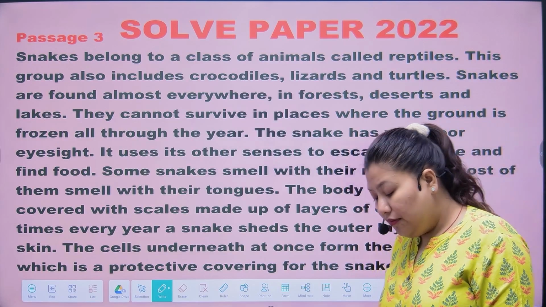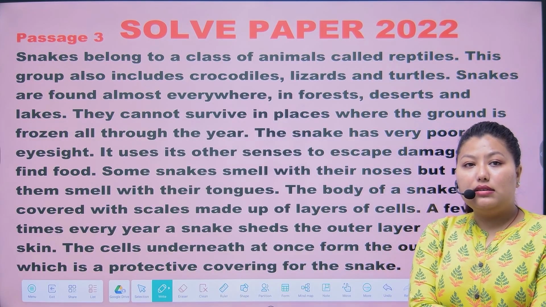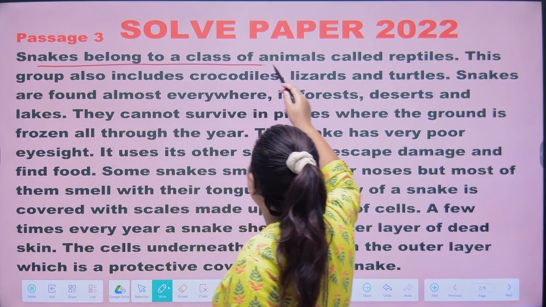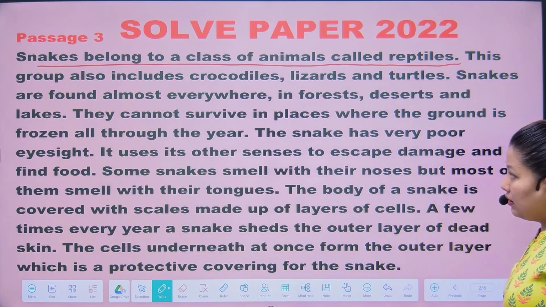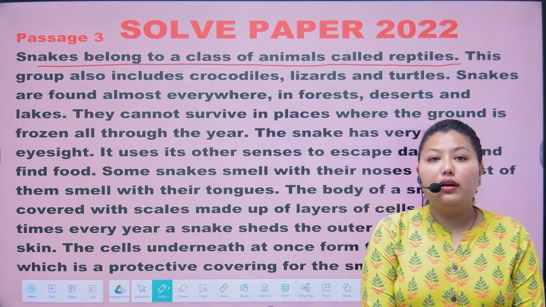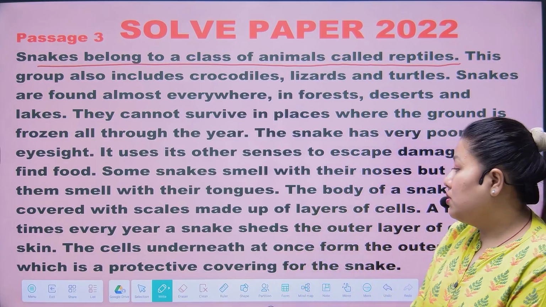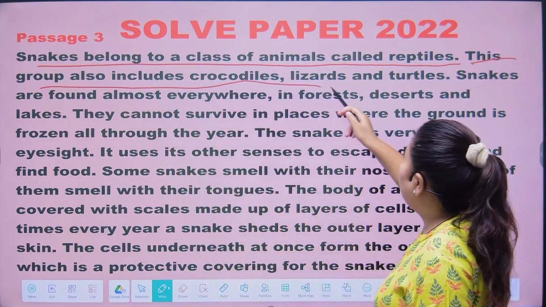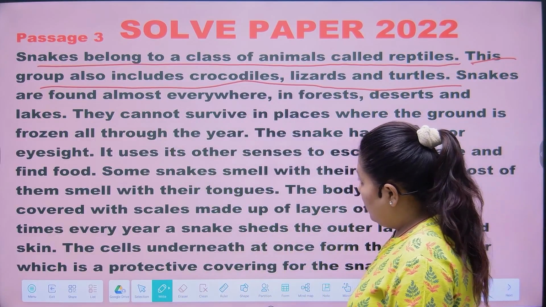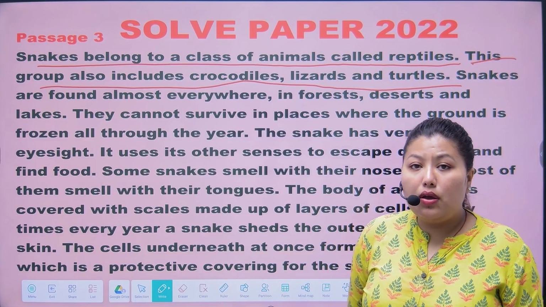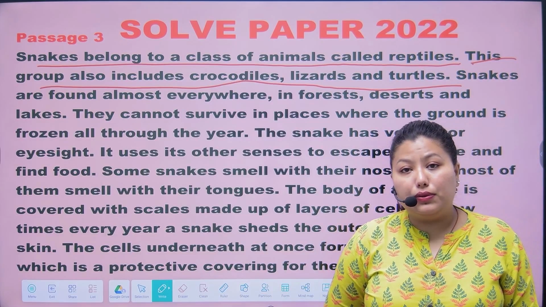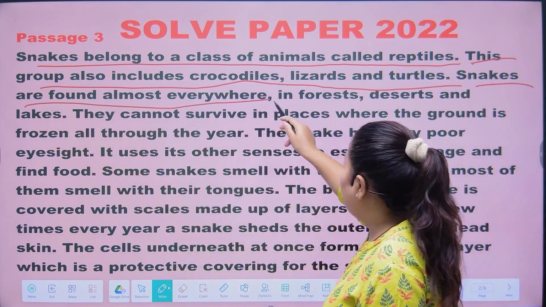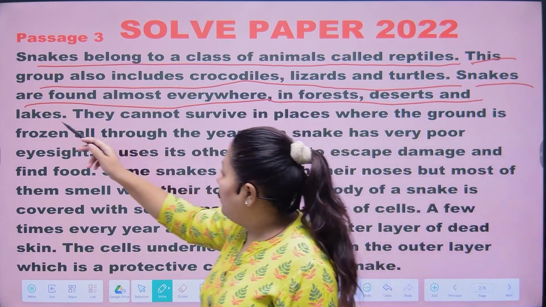The first question is: what class do snakes belong to? The answer is, snakes belong to a class of animals called reptiles. Next question: in the reptile class, what other animals are included? The answer is, this group also includes crocodiles, lizards, and turtles. Next question: where are snakes found? The answer is, snakes are found almost everywhere in forests, deserts, and lakes.